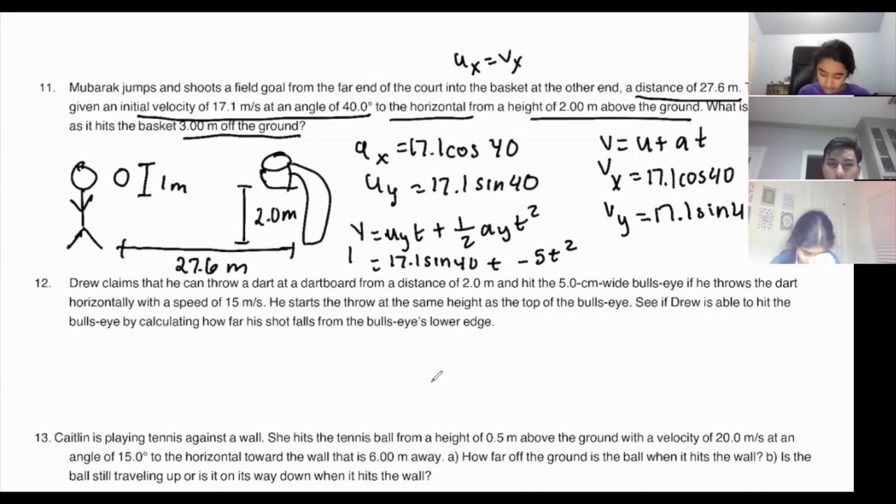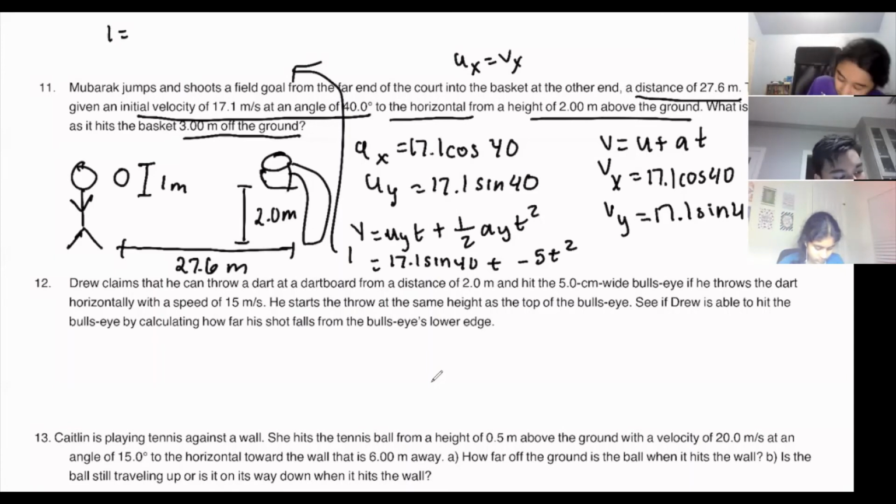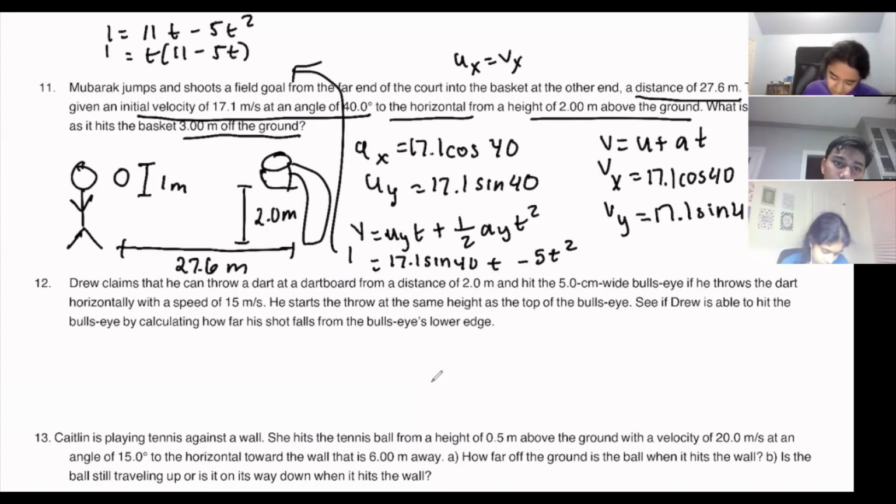Yeah, I think so. Pretty sure. I'm going to bring that up. Okay. So 17 times sine 40 is about 11, I think. Is it exactly 11? It's about 10.991, so you could go with 11. Oh, okay. So 11t minus 5t squared equals 1.